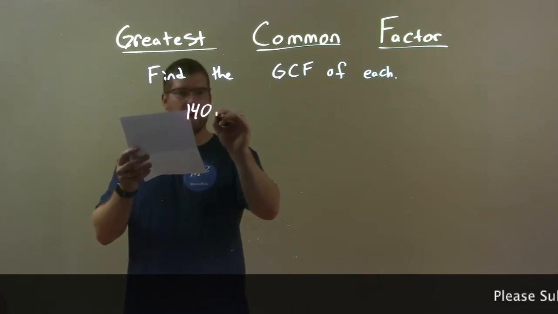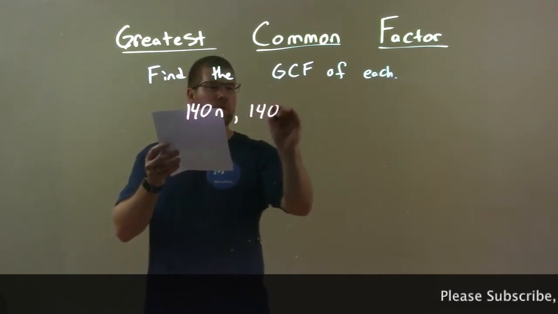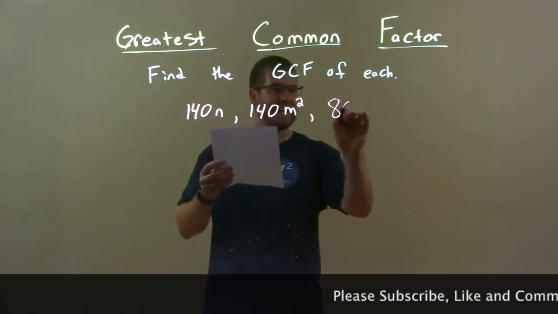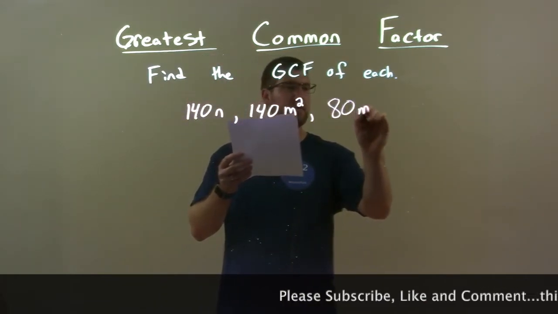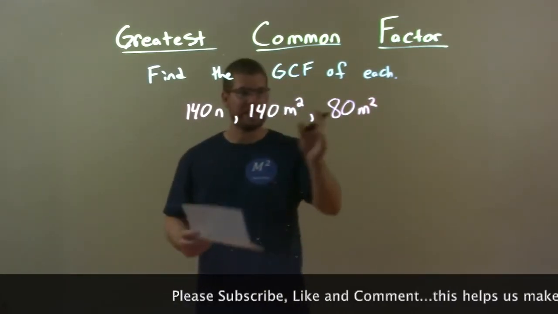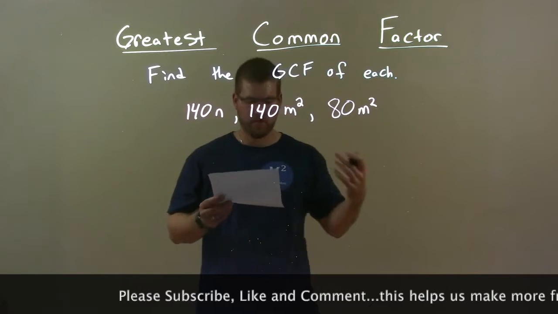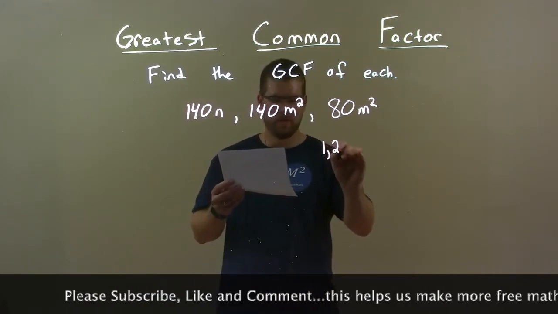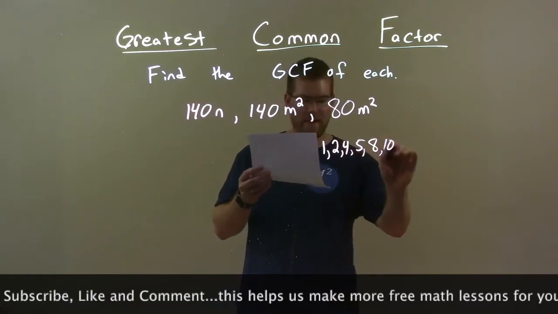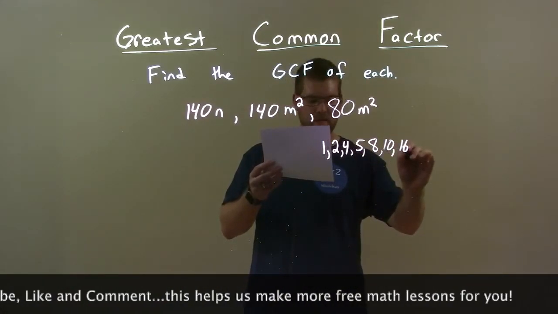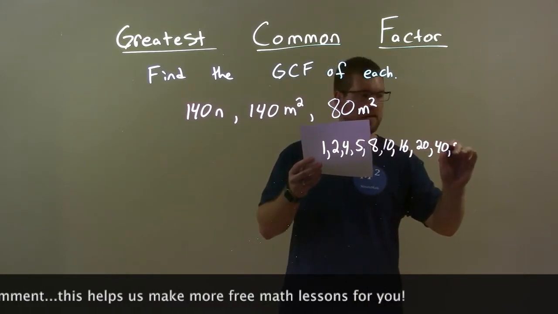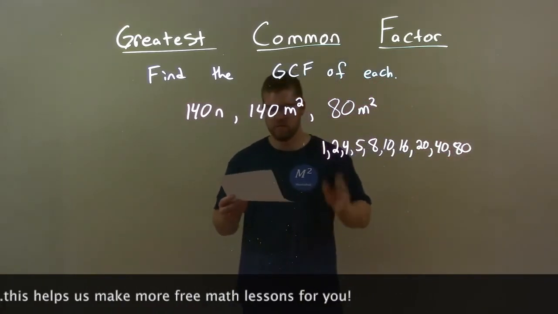140 m squared n and 80 m squared. Okay? Well, the smallest number of the three is 80, so I like to list the factors of 80. 1, 2, 4, 5, 8, 10, 16, 20, 40, and 80. There's plenty of them.